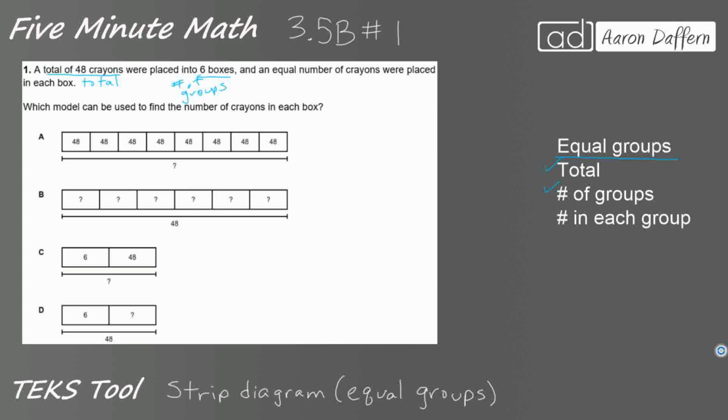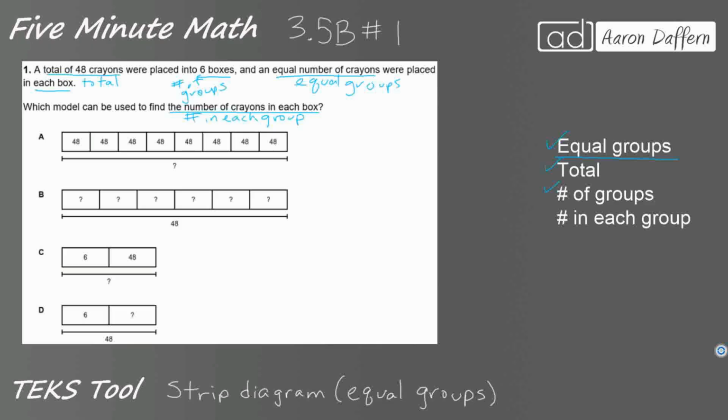All right, so we've got an equal number of crayons, and then even that word each can sometimes signal that we're dealing with equal groups. So if we have the same number of crayons in each box, or they say an equal number of crayons, we're dealing with equal groups. So there we go. We've got something that says equal groups. We have our total, we have our number of groups. All we're missing is the number in each group. And look what the question is asking. Which model can be used to find the number of crayons in each box? So we are missing the number in each group.